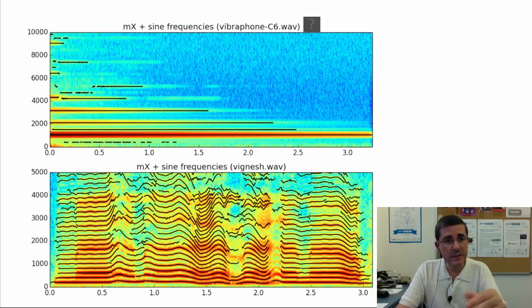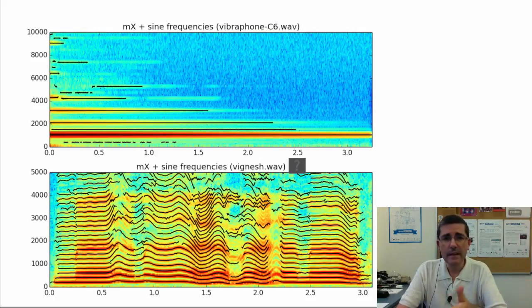Instead, the second sound is a voice sound, which varies, so it's a little more complex. This is the sound of Vignesh singing, and here we see that the sinusoidal lines are very much multiples of a fundamental. They're multiples, in fact, of the first line. And this is the typical structure of a harmonic sound.